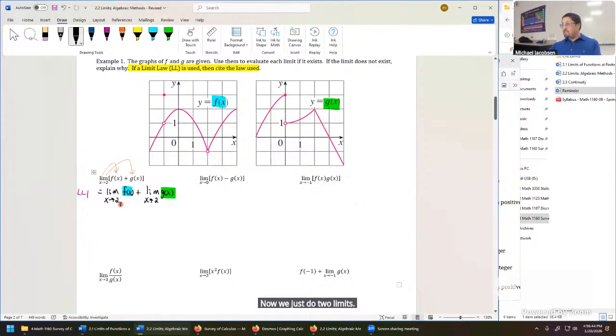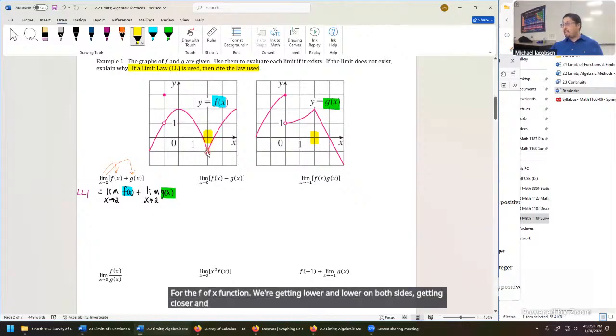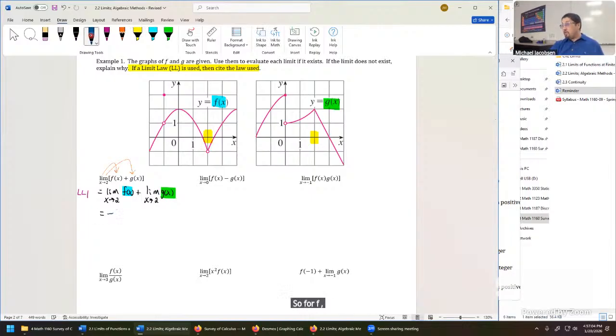Let's go carefully. When it says x is 2, we are right here on both of those axes. For the f of x function, we're getting lower and lower on both sides, getting closer and closer to a value of -1, right where the open circle is. So for f of x, we get -1. I'll keep that in blue to say we got it from the f graph.